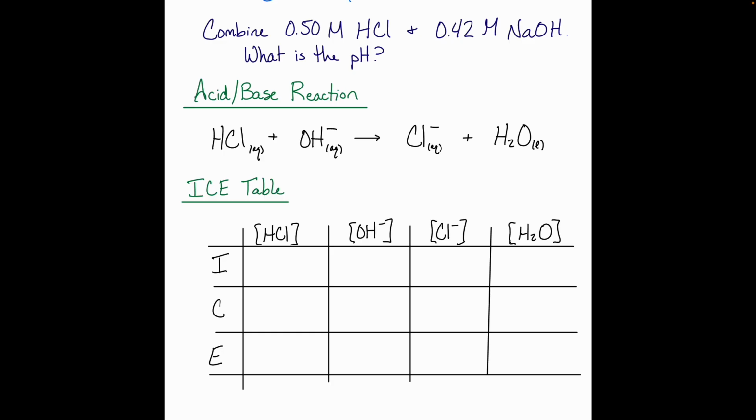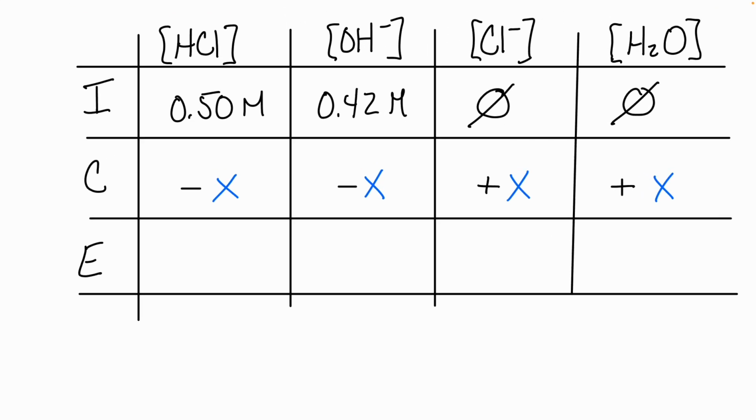Okay, I started out with 0.5 molar HCl and 0.42 molar NaOH, and I don't have any reaction that's occurred yet. I'm going to use that variable X. My reactants decrease, my products increase. All right. And then finally, to get that E-box, I'm going to sum everything up. So 0.50 minus X, 0.42 minus X, X and X.